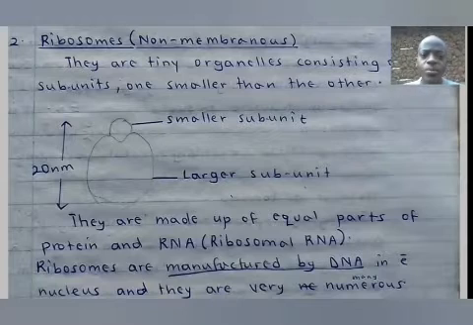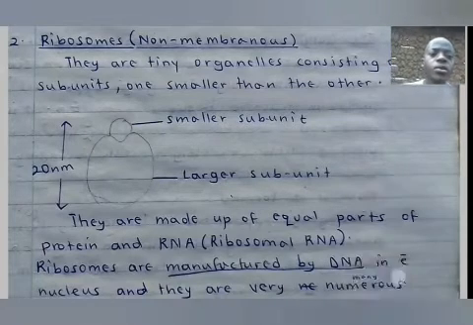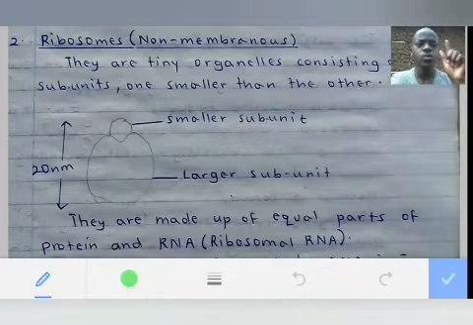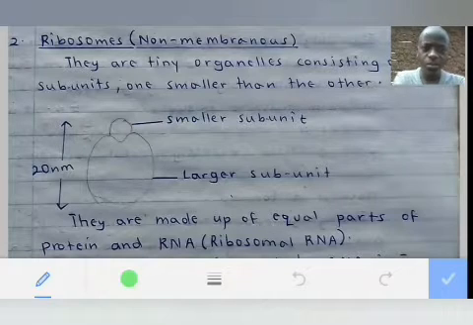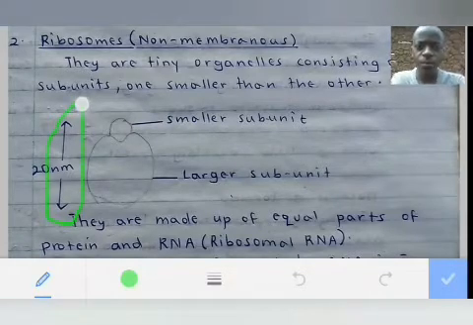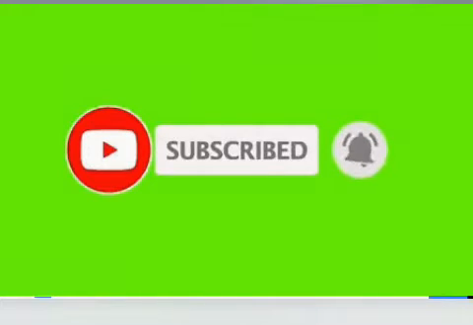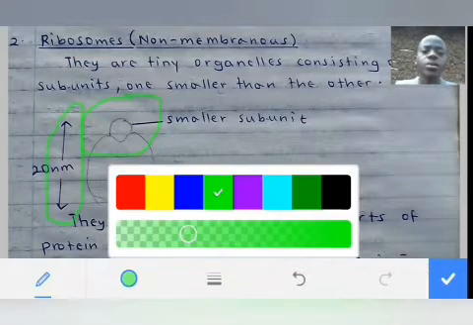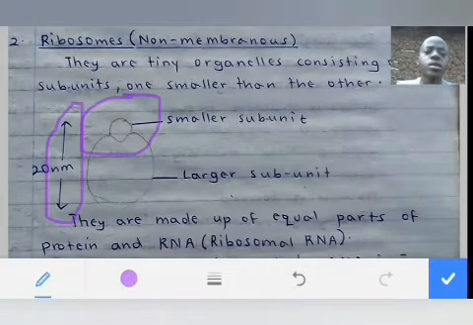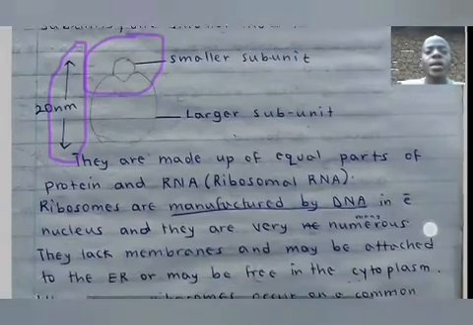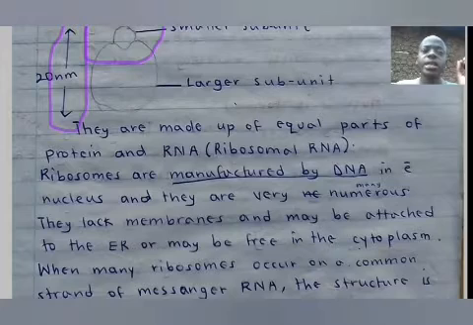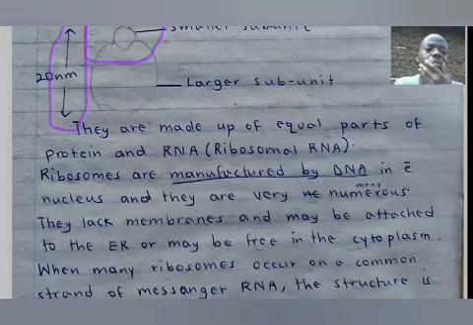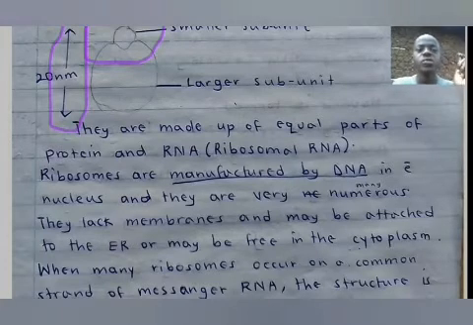So now, as you can see from the drawing, the total size of this ribosome is 20 nanometer. Okay, 20 nanometer, and also it consists of the smaller subunit and the larger subunit. So this is the larger subunit, and also they are made up of equal parts of protein and RNA, ribosomal RNA. So they are made up of equal parts of proteins. Remember, the function is to synthesize proteins.